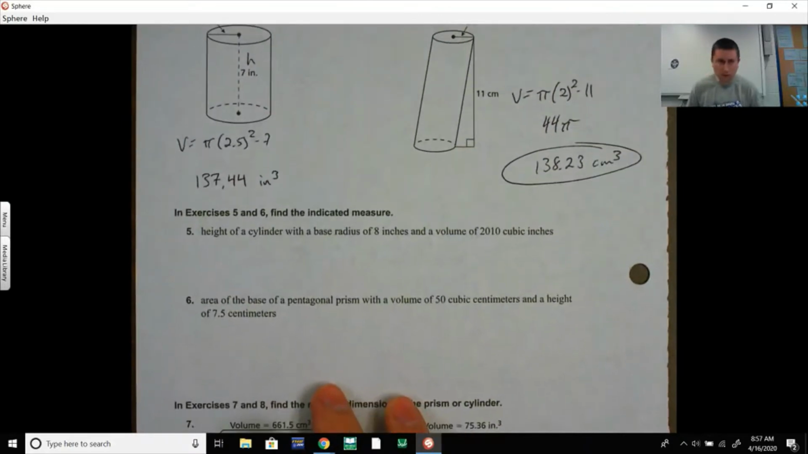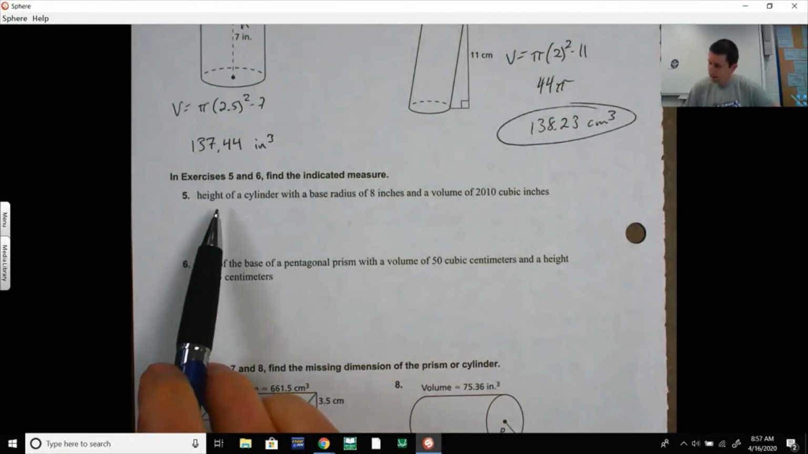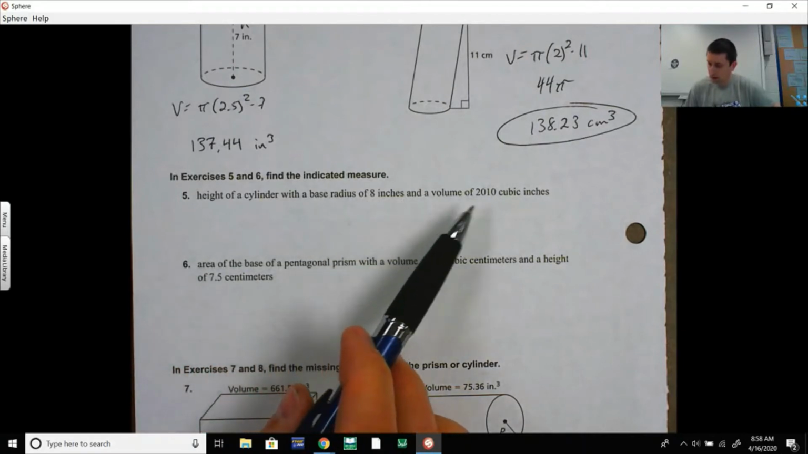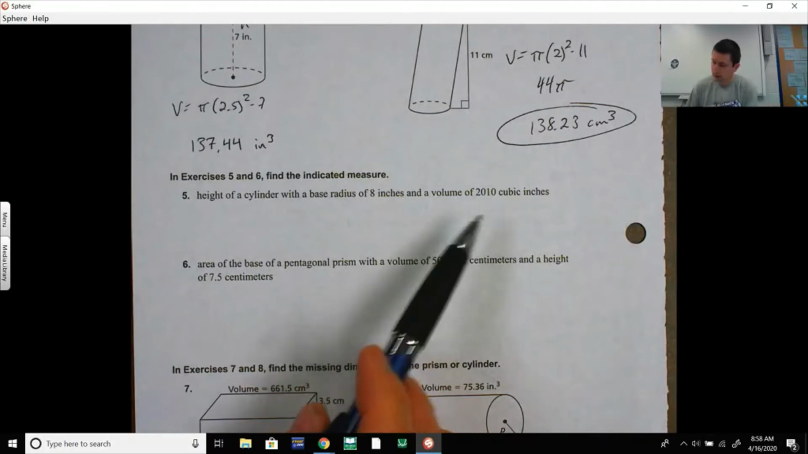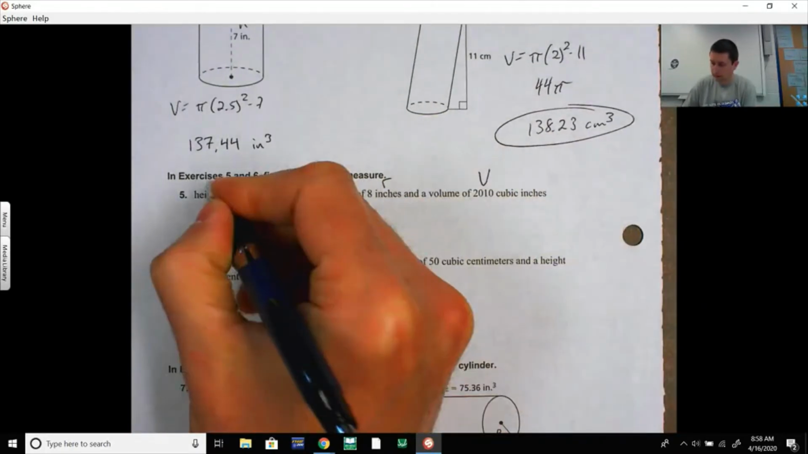Okay, a few things with words. I haven't given you the picture. Find the indicated measure. They want the height of a cylinder with a base radius of 8 inches and a volume of 2010 cubic inches. So now they're giving you the volume. There's your V, and they have an R. They want us to find H.